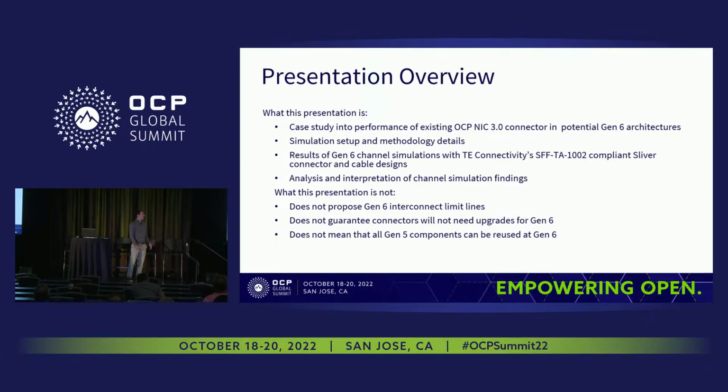So a quick overview of what is in this presentation. We're going to go through a case study of thousands of different channels we've run through using the existing OCP NIC interconnect, which is currently defined by SFF-TA-1002. I'll walk through a little bit about our simulation and methodology of how we simulated all these different channels, and then go through some of the high-level results and then our takeaways.